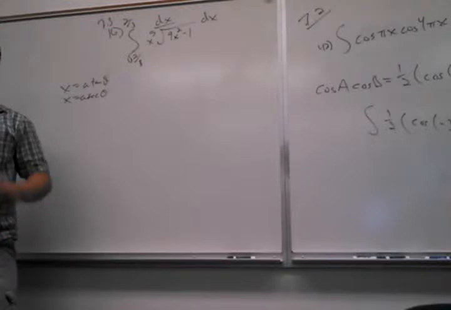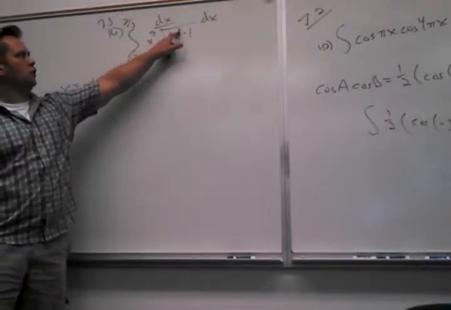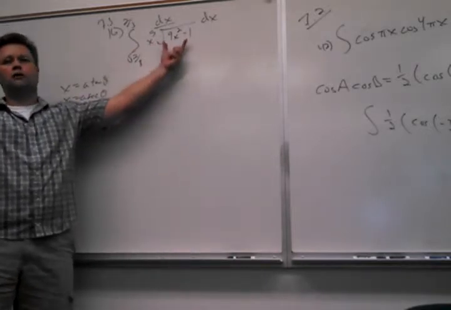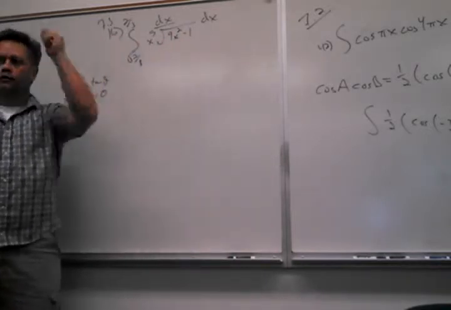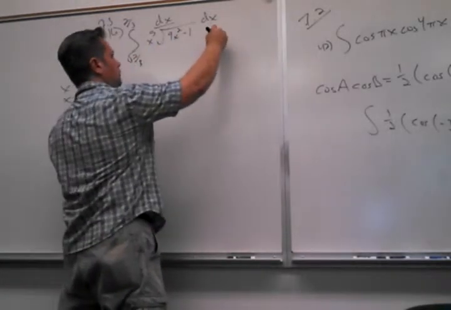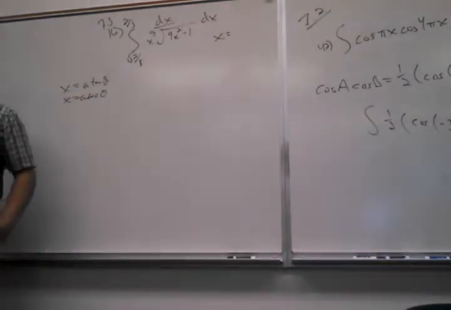So again, I'm trying to show you how to identify a problem. When you see a radical and you see squares, that's a screaming trig sub. You rule out u sub. Well, u sub's not going to go anywhere. Let me attack it with trig sub. So what do I want to let x equal? Which trig function am I going to use?